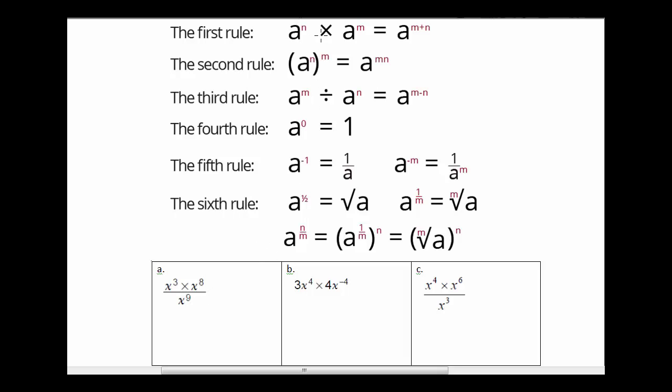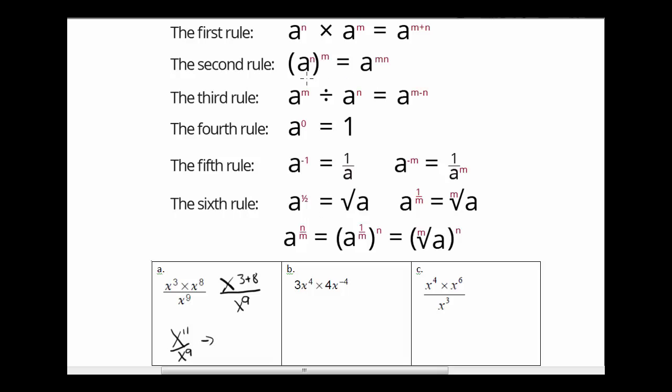If you look at the top one, they're times to each other, so you get the indices and you just add them together. So the top will be x to the 3 plus 8, and we'll just keep the bottom one, x to the power of 9. So x to the 3 plus 8 is x to the 11 over x to the 9.